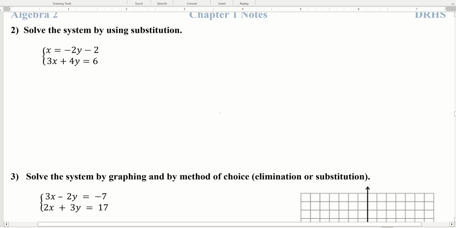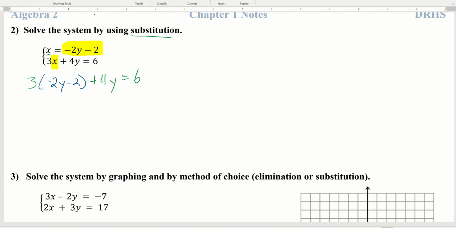Now we're switching it up, and it says, okay, just do it by substitution. So if we just do it by substitution, this one's really nice because we already have the x variable by itself, right? So what that means is I'm going to put what x is equal to and plug it into the x value of the second equation. I just replace it, right? So don't put it next to it. Literally replace that x with that. So when I substitute in, I get 3, I substitute this whole thing in, plus 4y equals 6. Cool.